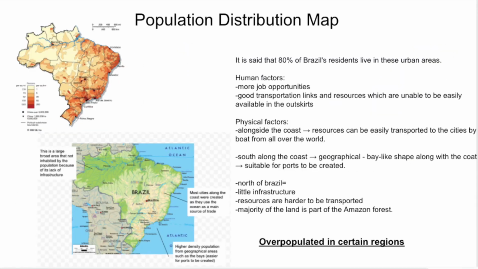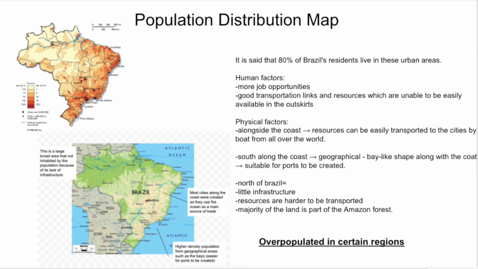Looking at the graph, it is shown that the majority of the population is situated along the right side of Brazil. Especially the major cities are highly populated. The two big cities, Sao Paulo and Rio de Janeiro, had over 5 million people. It is said that 80% of Brazil's residents live in urban areas. It is also seen that the left side of Brazil had only 1 to 20 people per square kilometer, which compared to the cities is extremely low.